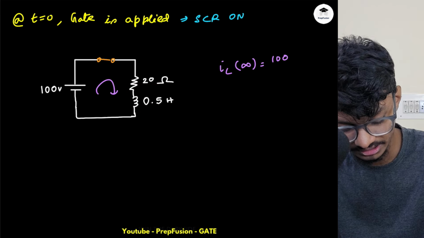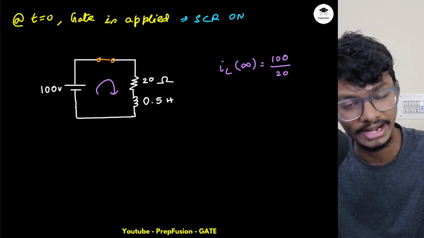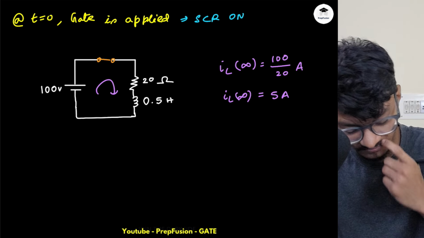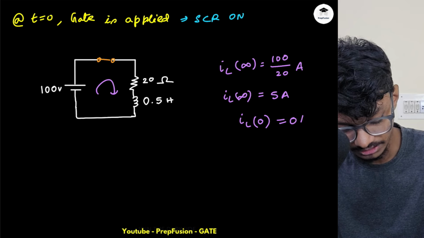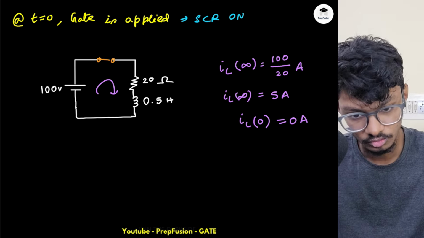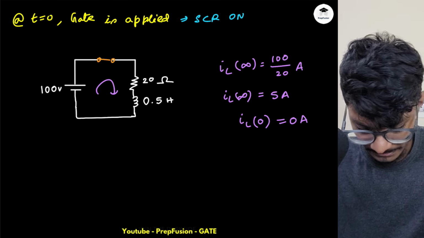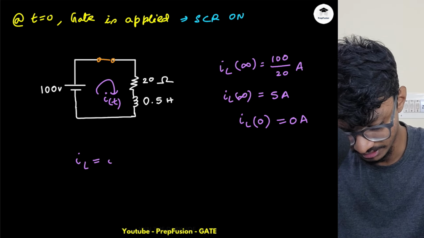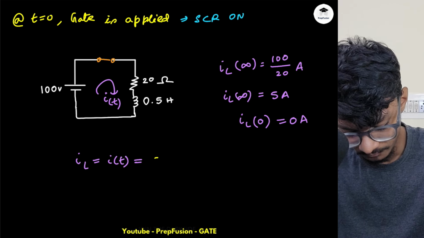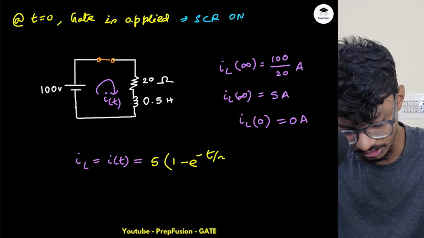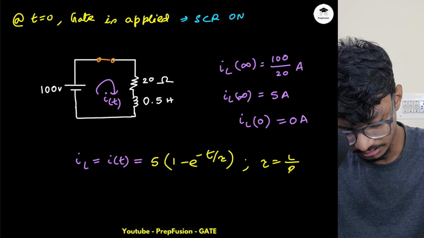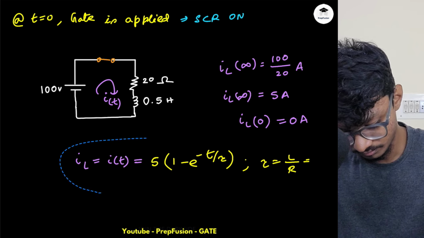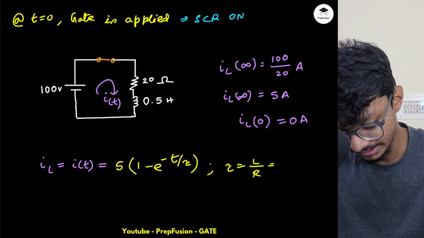Obviously I will do this a bit fast because this has been explained in transient in a very good and detailed manner. So I hope you have revised your network theory classes as well. So IL infinity is 5 and IL 0 obviously is 0, because initially the inductor has no flux in it. So how can we solve it? My IL of t, or the current I of t through the SCR as well, can be written like this: it is 5 into 1 minus e raised to power minus t upon tau. What is tau? Tau is L by R. So this is 0.5 by 20. I will write this later on.